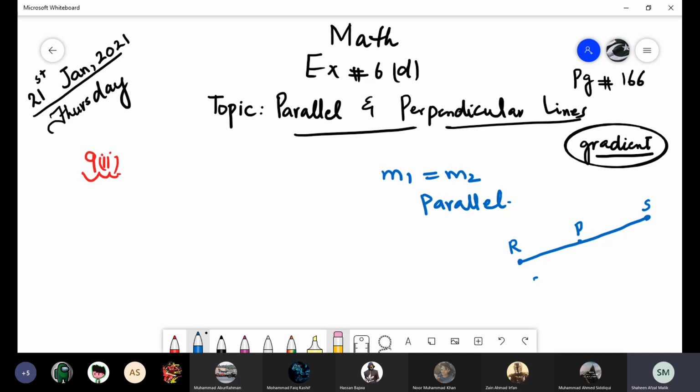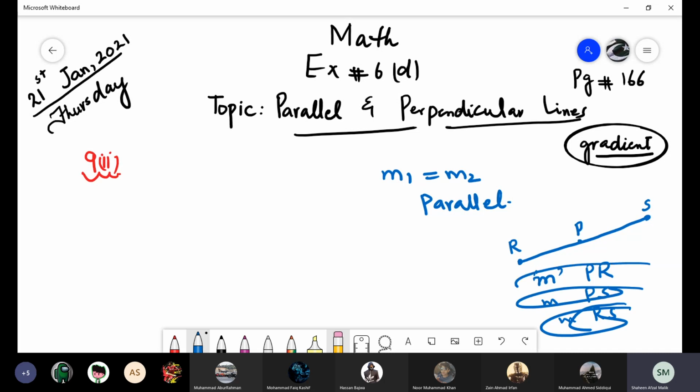So the gradient of PR, gradient of PS, gradient of RS. You can take any 2 gradients and keep them equal because they all 3 should be equal to each other for collinear points. Okay. Yes, ma'am. The collinear is something different.